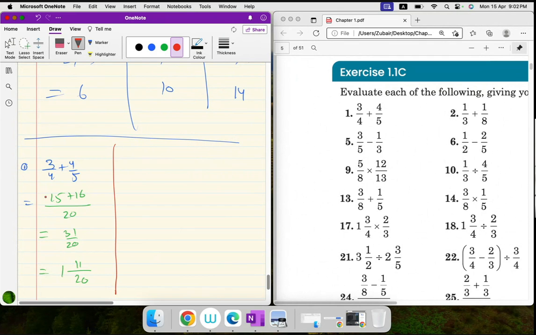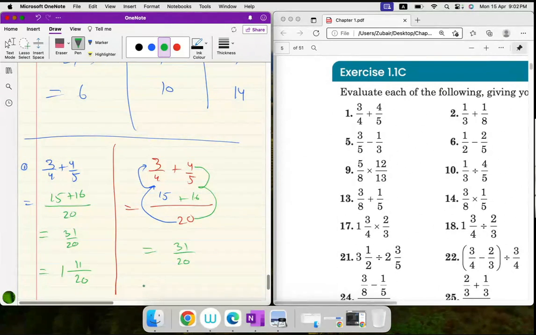Now there's one other way when we add them. This is 3 by 4 plus 4 by 5, but this works only when we have two fractions. We know that 4 and 5 do not go into each other, and the LCM would be 20. 20 divided by 4 is 5, 5 threes are 15. And 20 divided by 5 is 4, 4 fours are 16. So I got 31 by 20 and then changed it into a mixed number.